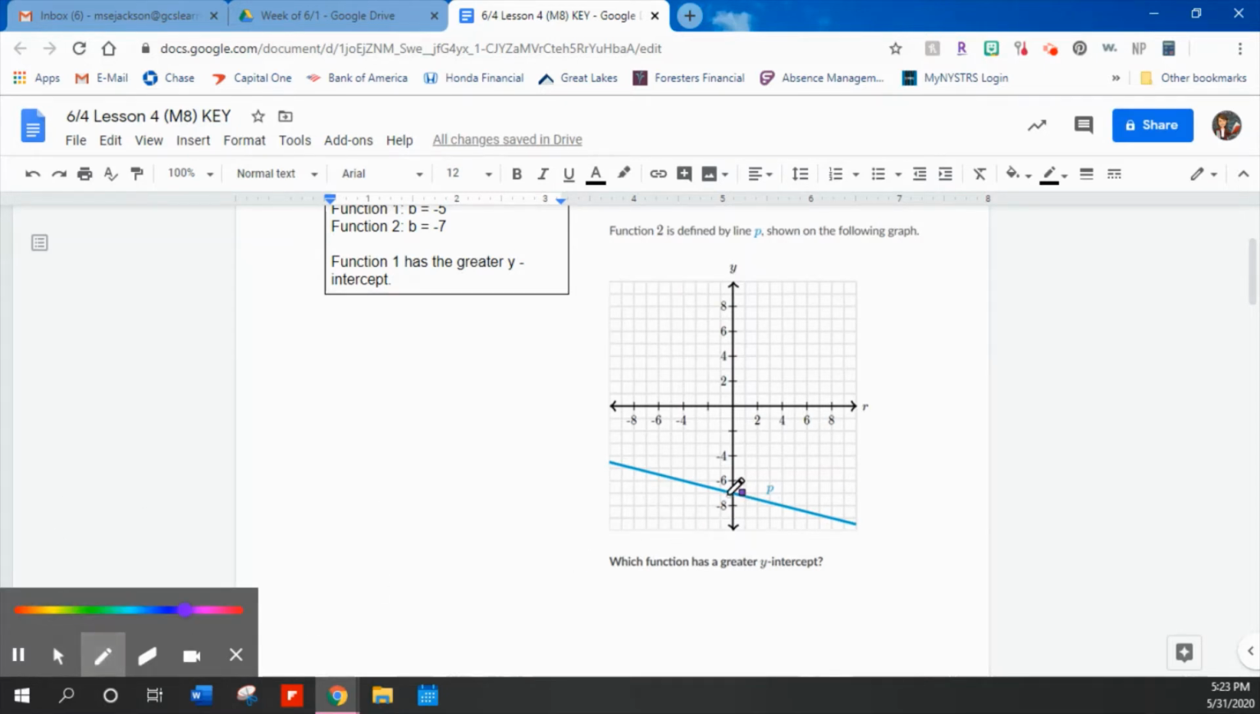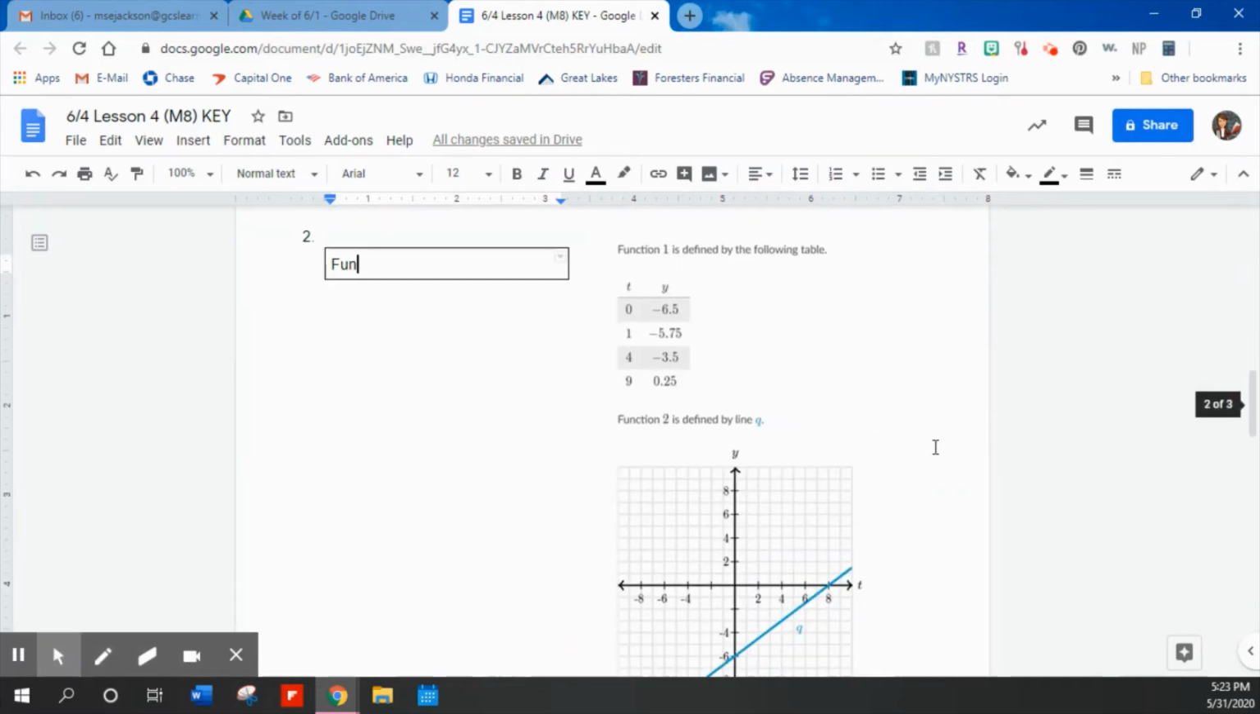What is the x-coordinate when it hits the y-axis right here? Okay, the x-coordinate is 0. That point right there is 0, negative 7. So we want to look for the table value where x equals 0. In this case, that y-intercept would be negative 6.5. So for function 1, our b value is negative 6.5.